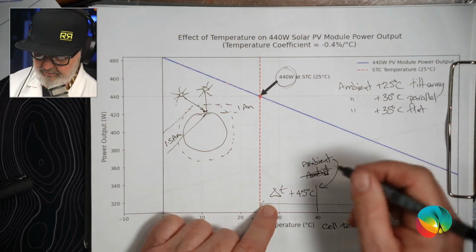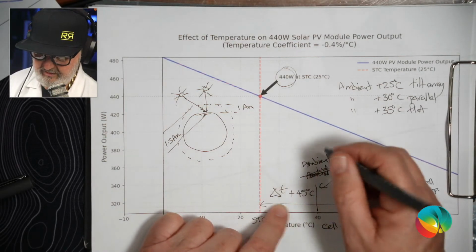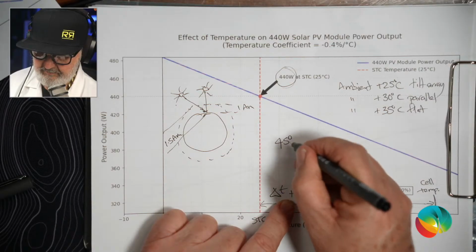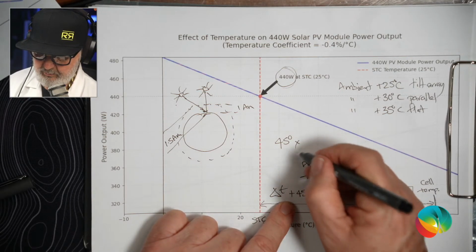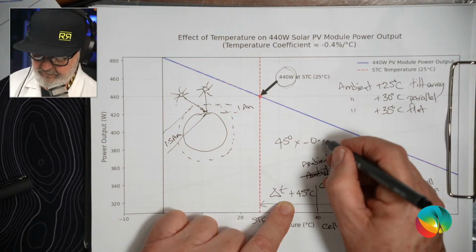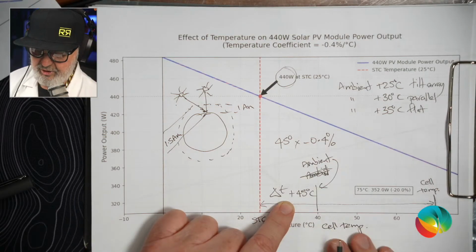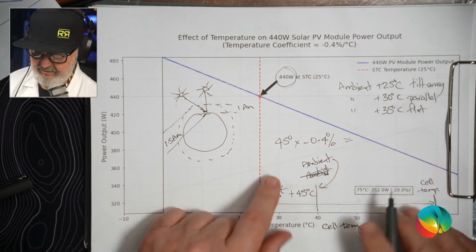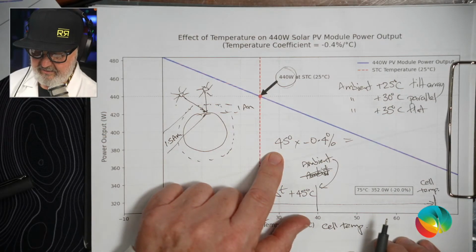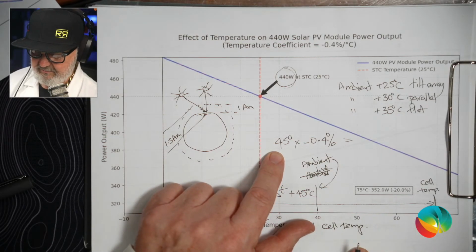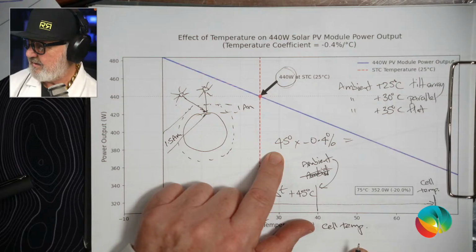So let's do this really complicated sum here. So we'll take 45 degrees. It's a positive number, and we'll multiply it by negative 0.4%. That's how much change we'll get. And the answer is, I think it's about 18%. Anyone agree with me? I'm just trying to do it in my head.